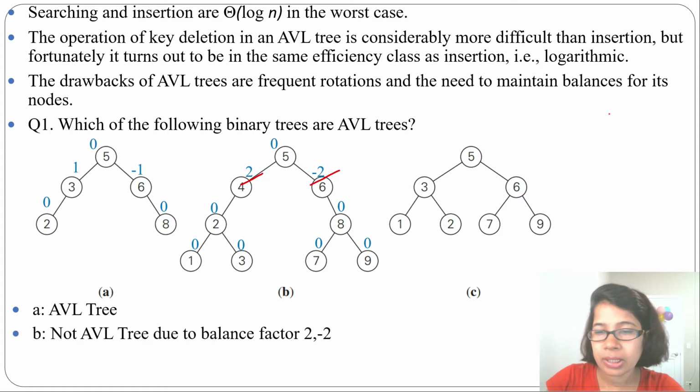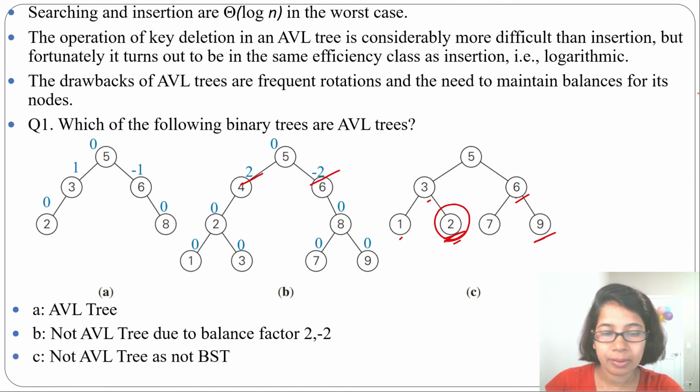Next, we'll check option C. First check whether this is a binary search tree or not. 1 is less than 3, but 2 is not greater than 3. So the right child should always be greater than parent, and the left child should be less than parent. Here 2 is not greater than parent. Then here this 9 is not greater than 6. So this is not a binary search tree. As it is not a binary search tree, it is also not an AVL tree. For AVL, it should be a binary search tree and balance factor should be plus 1, 0 and minus 1.